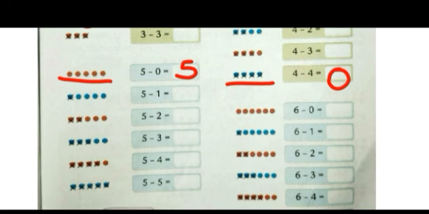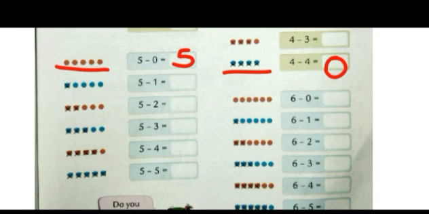Okay. See the next one. 5 dots are there and we have to cut 1 dot. So see, they have done it. 1 they have cut. Crossed. How many are left? 1, 2, 3, 4. 4 dots are left. So we will write 4 here.